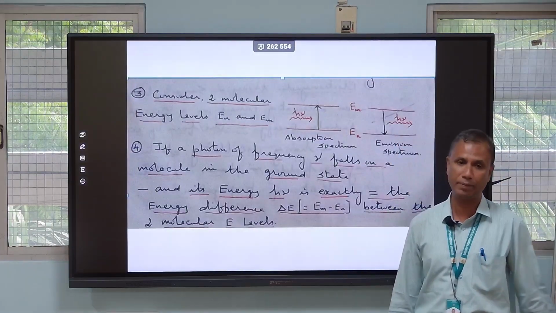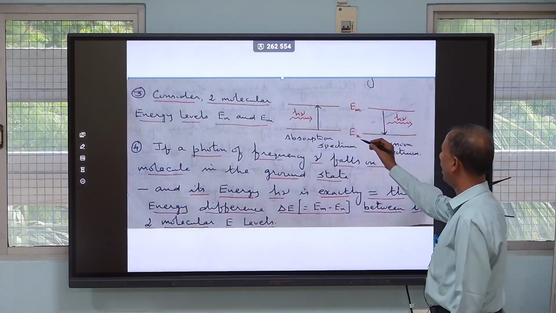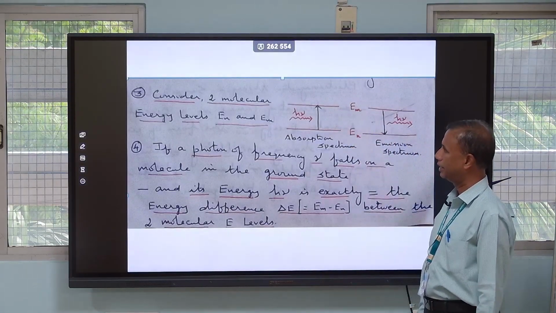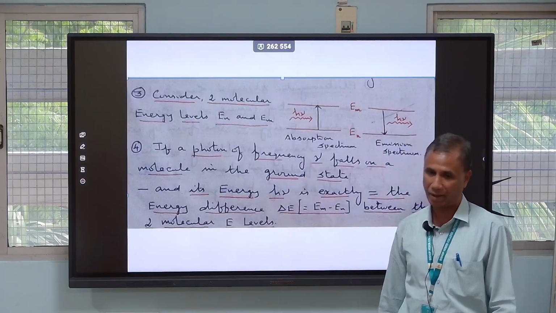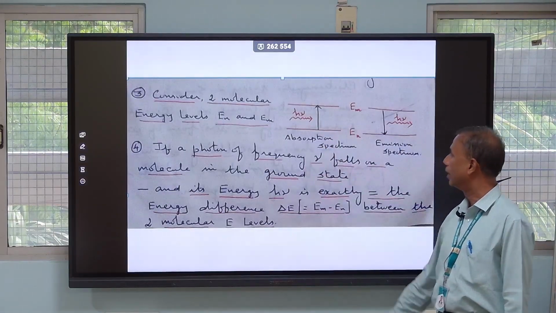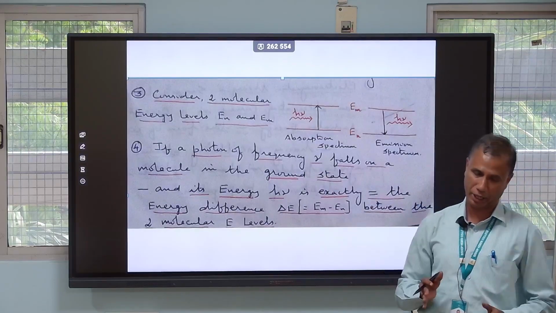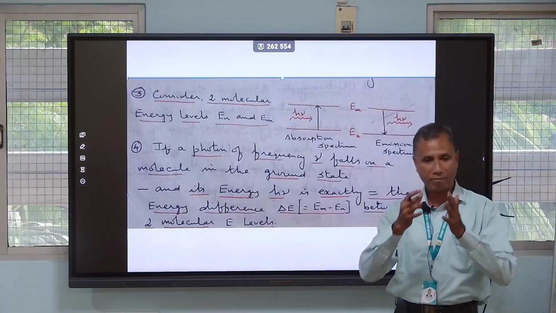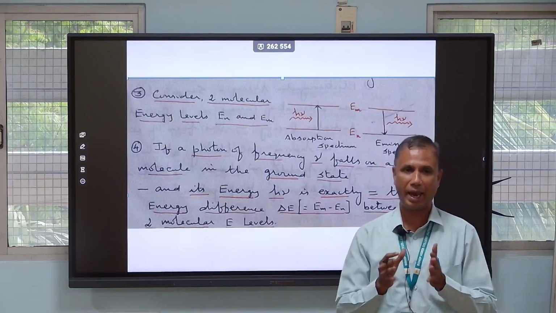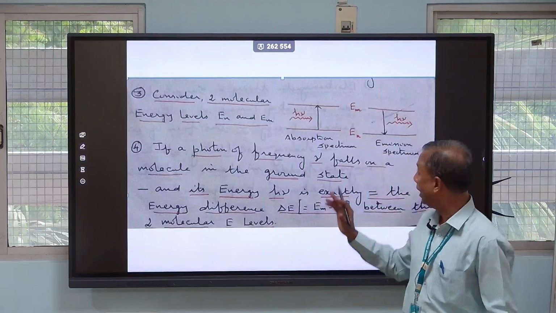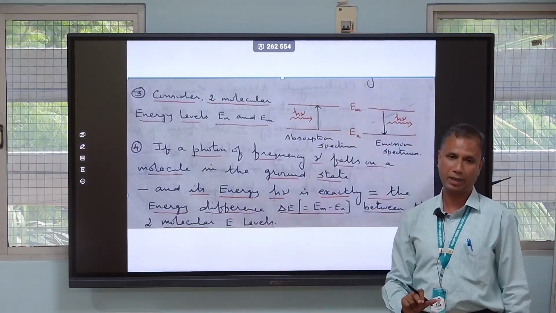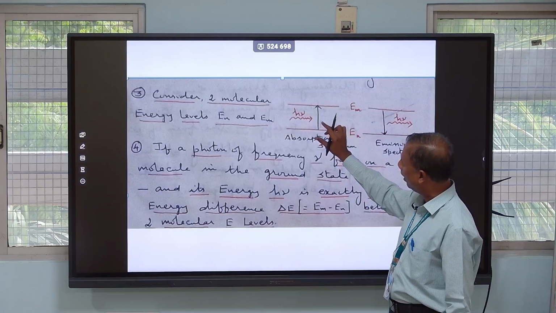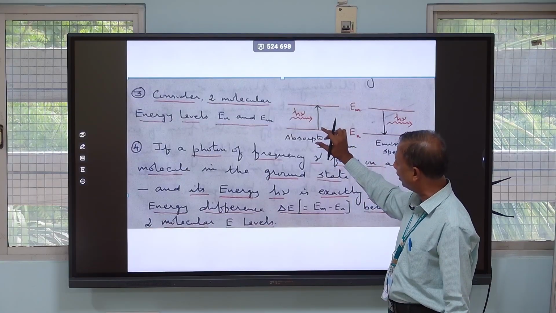Just consider two energy levels. I can say En is the lowest energy level, and Em is a somewhat higher energy level. Consider two molecular energy levels, En and Em. Suppose you are passing a radiation, and just consider the molecules in the ground state. After gaining energy from the radiation, it goes to the higher excited level. What is the condition to promote a molecule from the ground state to the excited state?